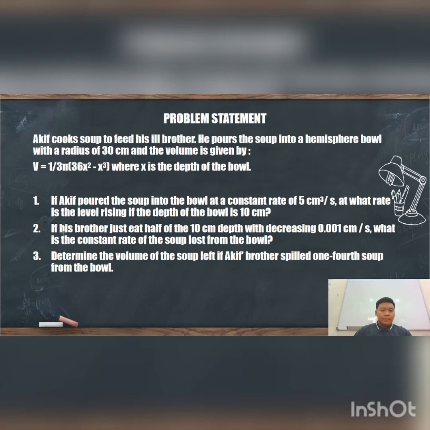Second question is, if his brother just eats half of the 10 cm depth, decreasing 0.001 cm per second, what is the constant rate of the soup lost from the bowl? So basically this question is just the reverse of question 1, because for the second question, we wanted to find the constant rate, which is dV/dt, when the dx/dt has been given. So that is for question 2. For question 3, determine the volume of the soup left if Akif's brother spilled 1/4 of the soup. So basically all these 3 questions will refer to the main formula right here for the volume.